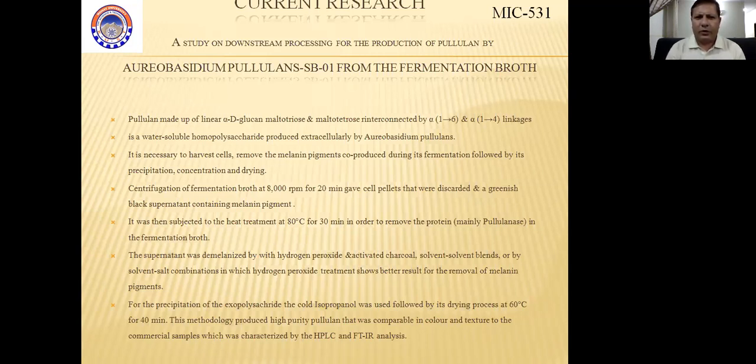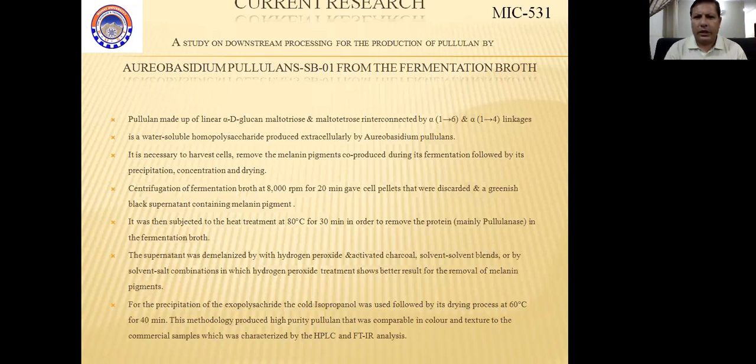But this one is the topic: Aureobasidium pullulans from the fermentation process. How can we isolate this product? We have to study this case. Pullulan is made up of linear alpha-D-glucan.